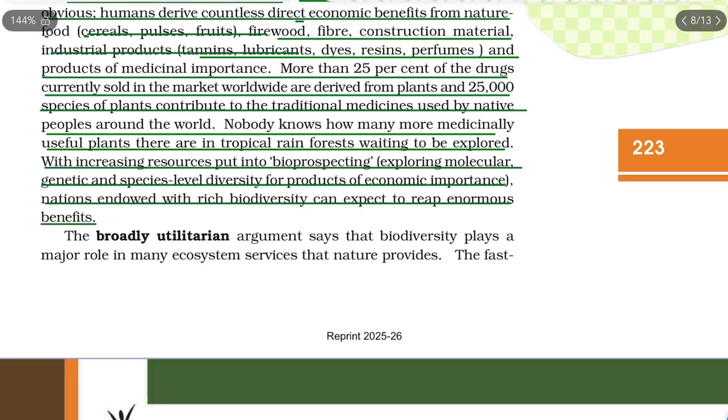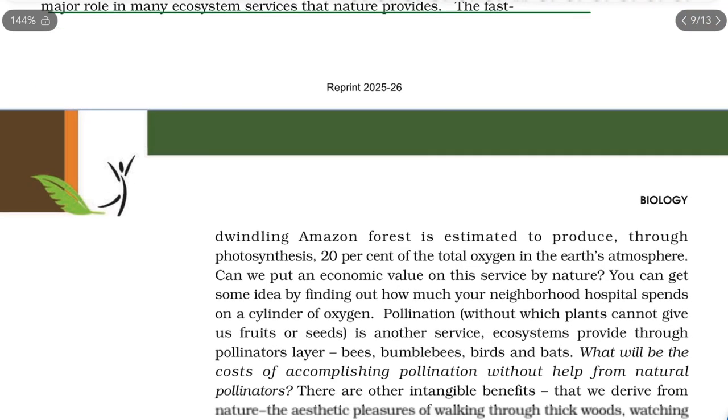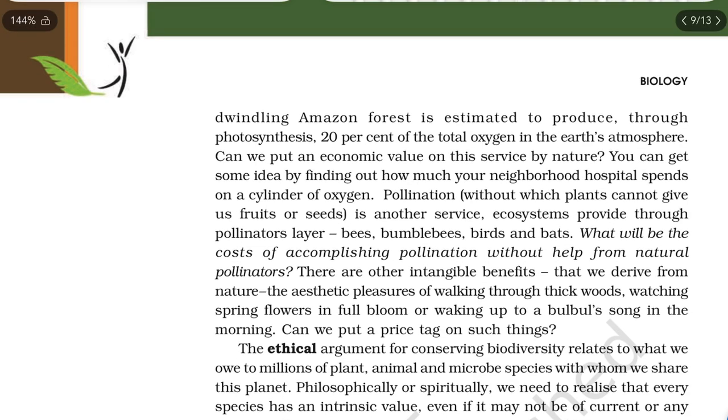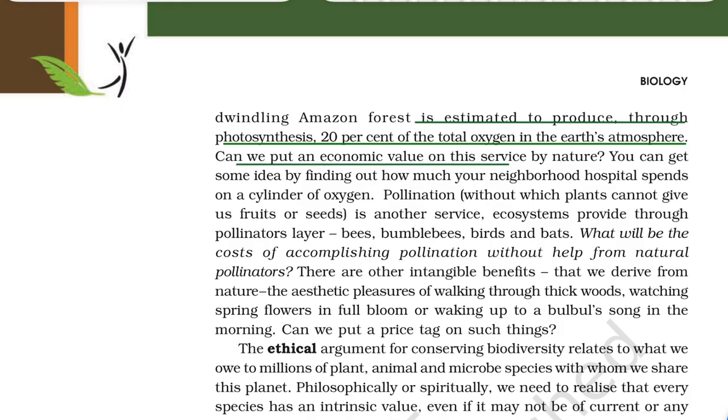The broadly utilitarian argument says that biodiversity plays a major role in many ecosystem services that nature provides. The fast dwindling Amazon forest is estimated to produce through photosynthesis 20% of total oxygen in the Earth's atmosphere. Can we put an economic value on this service by nature? You can get some idea by finding how much your neighborhood hospital spends on a cylinder of oxygen.